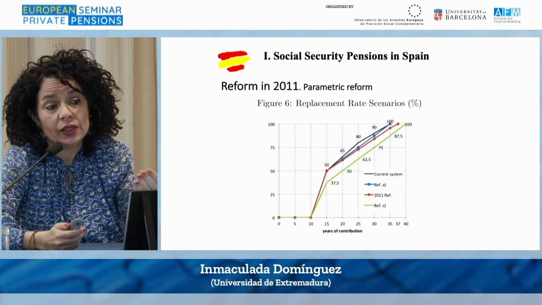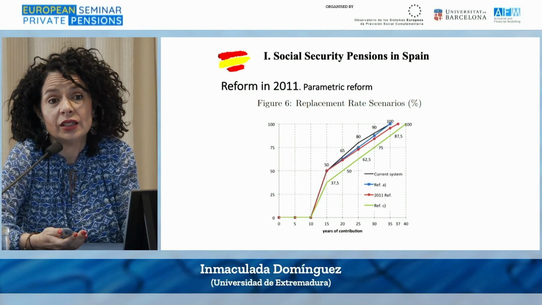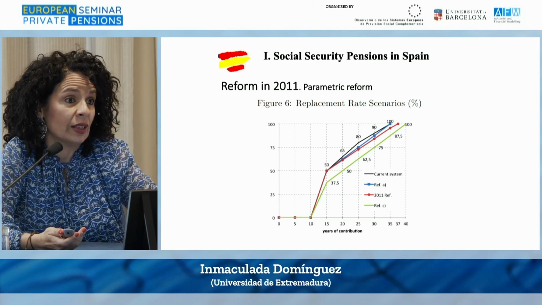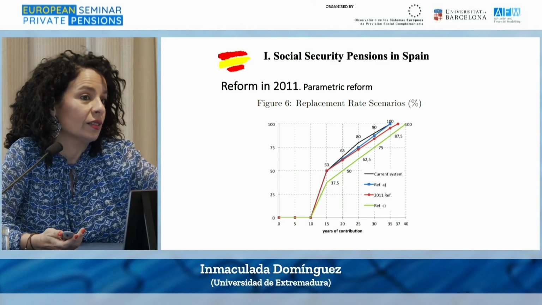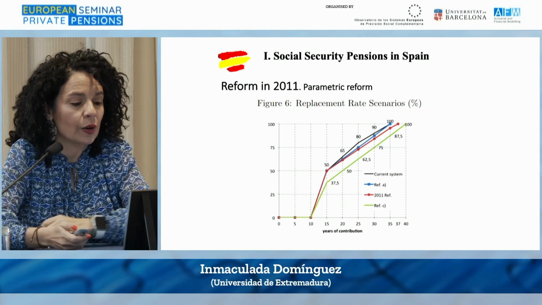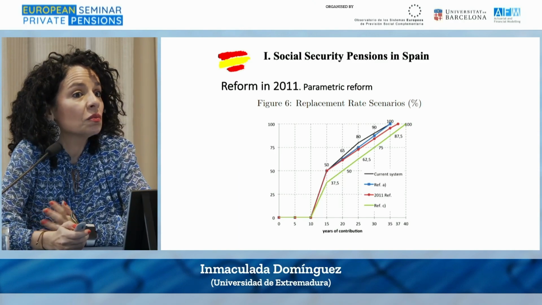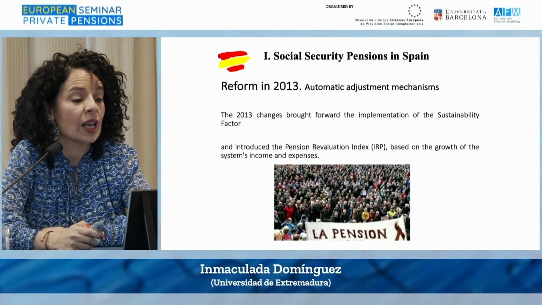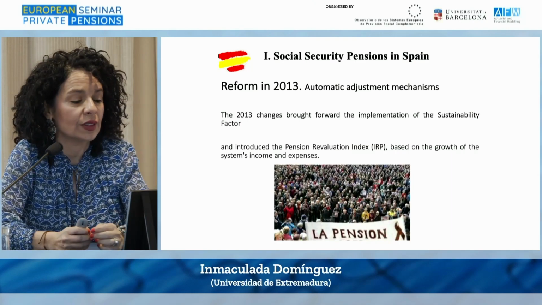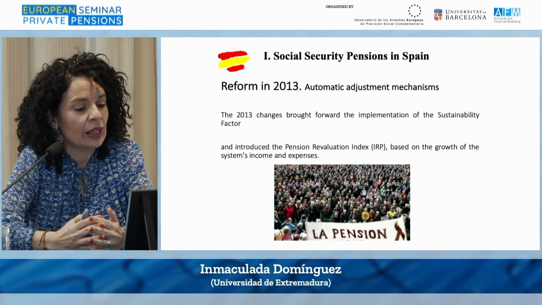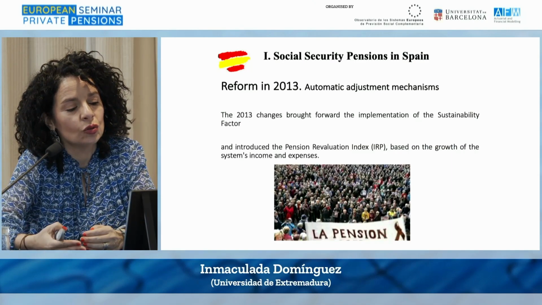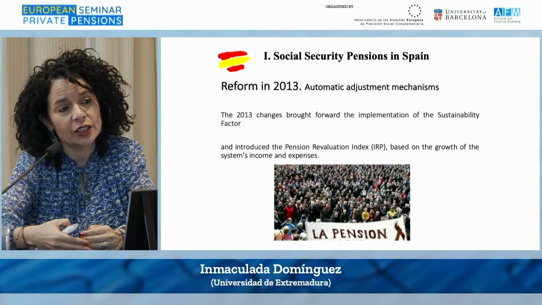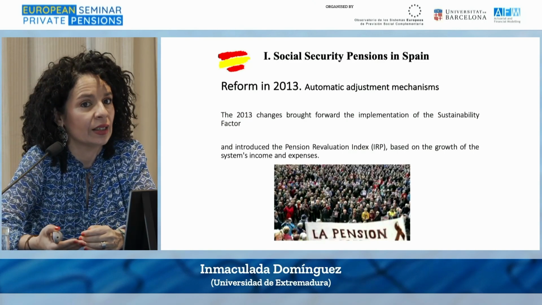Logically, the replacement rate decreases, because the more years you introduce in your calculus, the bigger the retirement age, and logically the replacement rate decreases. But no problem, the people are happy and okay with this. And two years after, the government decided to speak with different experts and make a technical reform.